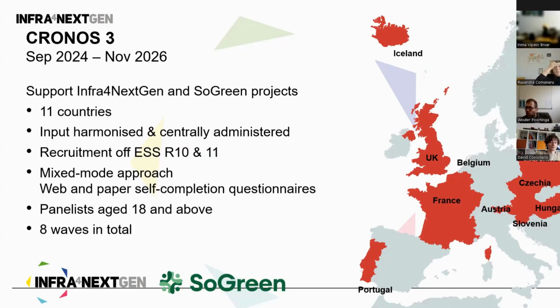It is a panel that is input harmonized and centrally administered. So basically, a lot of the work is being done by the Kronos team at the ESS. The participants are recruited off the back of the ESS round 10 and round 11, as David already mentioned, and I'll tell you a bit more about this in a second. And in order to keep the panel as representative as possible, we use the mixed mode approach, web and paper self-completion questionnaires. The panelists involved in this Kronos 3 panel are all aged 18 and above. And in total, there are 8 waves.